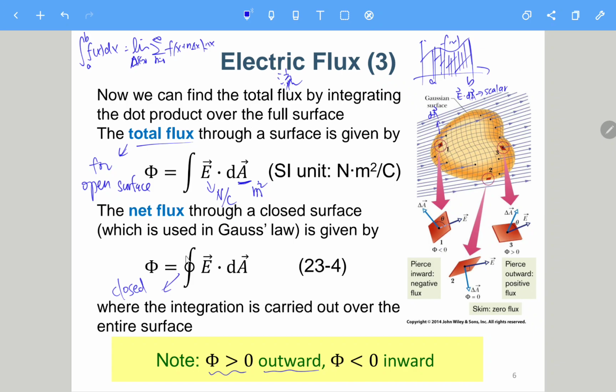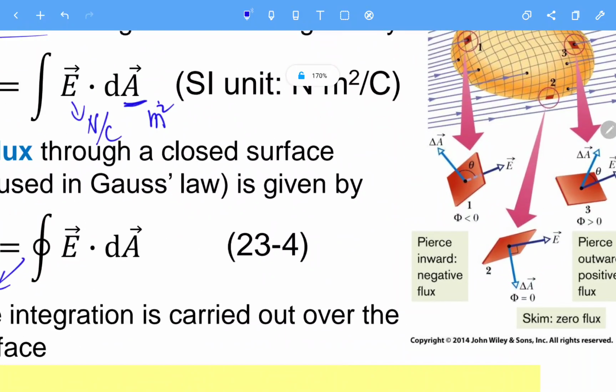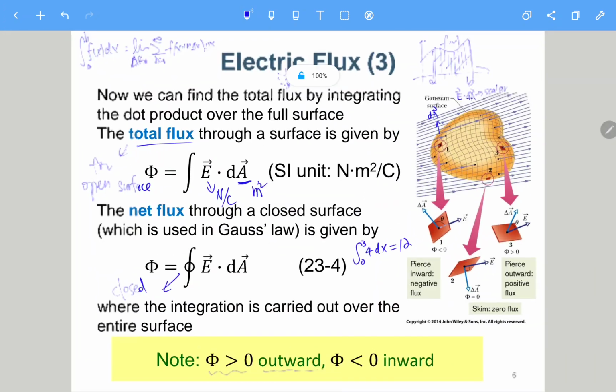So it's like a surface integral. It looks quite horrible, but later on you will see. This integral usually looks like a multiplication. It is just like when you do the integral of 4 dx from 0 to 3, which is nothing but 3 minus 0 times 4, which is 12, something like that.